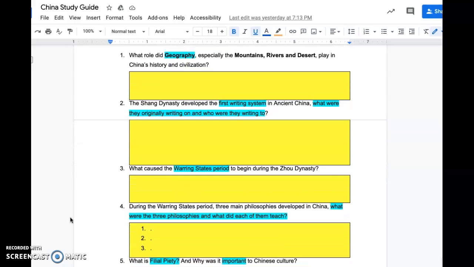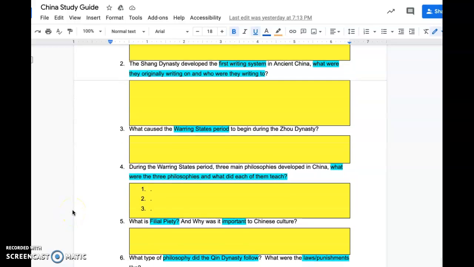Number 3. What caused the Warring States period to begin during the Zhou dynasty? Number 4. During the Warring States period, 3 main philosophies developed in China. What were the 3 philosophies, and what did each of them teach?